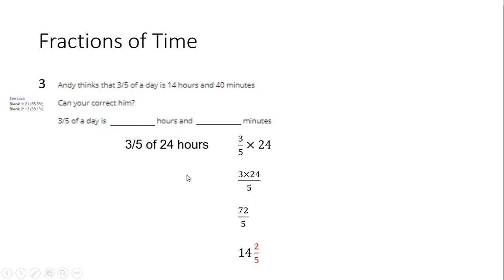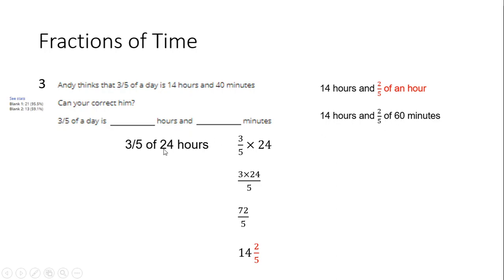So the number of hours was correct. Everybody should have got that correct. Even Andy got that correct. The number of hours is 14, but we have to work out what 2/5 of an hour is in minutes. So 14 hours and 2/5 in an hour would be 14 hours and 2/5 of 60 minutes because there are 60 minutes in a full hour, and this is a fraction of that.